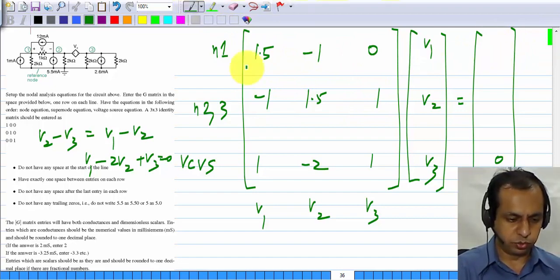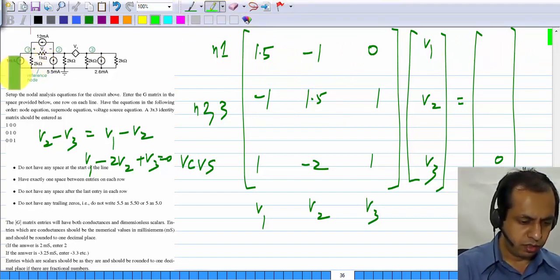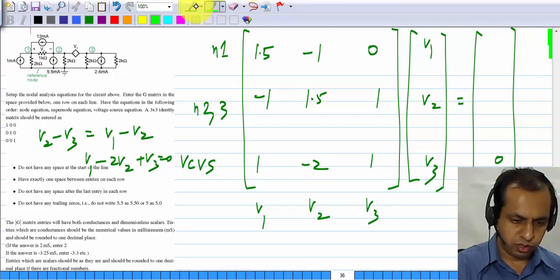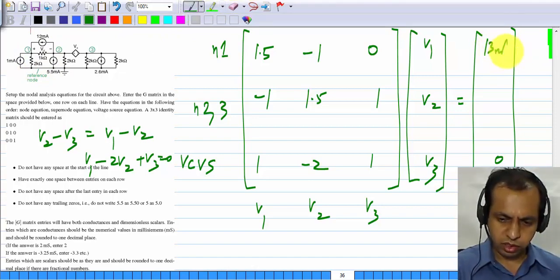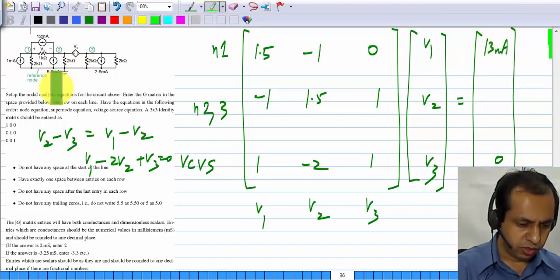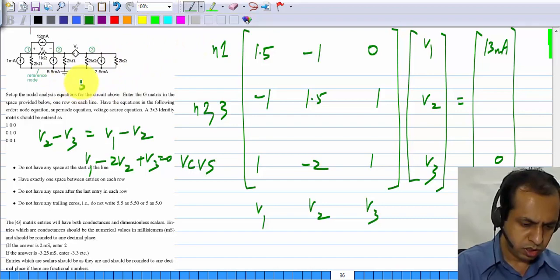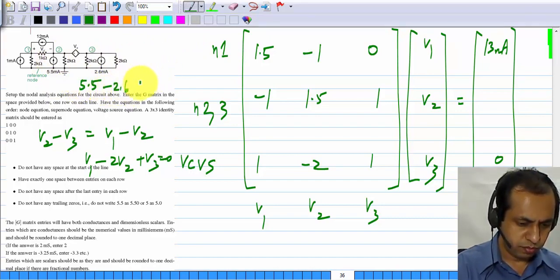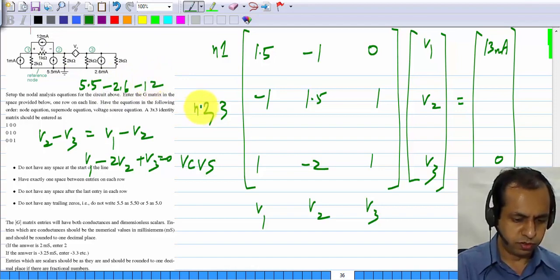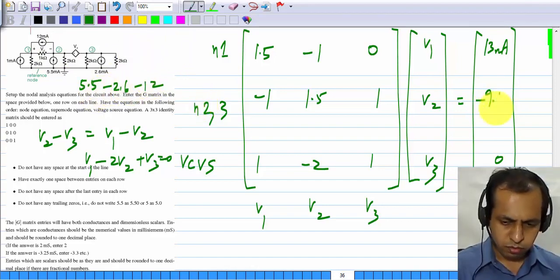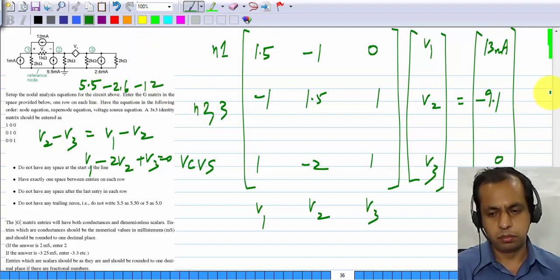And in the current source vector, the first one, it has 12 plus 1, 13 milliamperes. Second one, it has 5.5, that is going in, minus 2.6, minus 12. Okay, and this corresponds to minus 9.1 milliamperes.